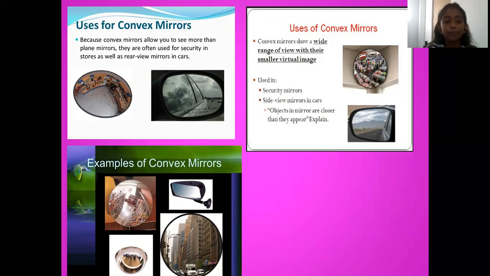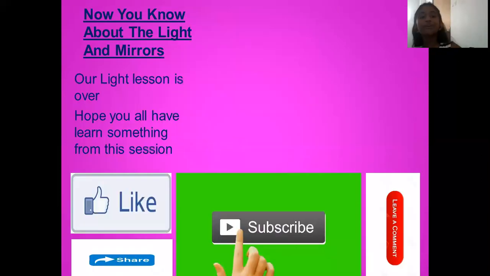Okay? So these are some examples of the convex mirrors. Now you know we use convex mirrors as the security in stores and also the rear view of cars or the side view of cars. Now you know about light and mirrors. Our light lesson is over now. We did part 1, part 2 and part 3. And in part 2, we did a small practical thing. If you didn't watch, you can watch from the link given in the description box.